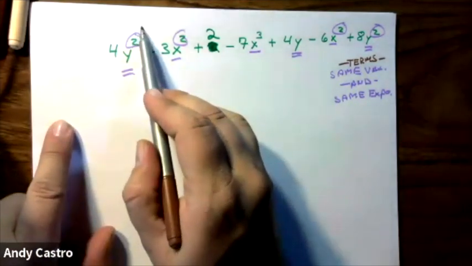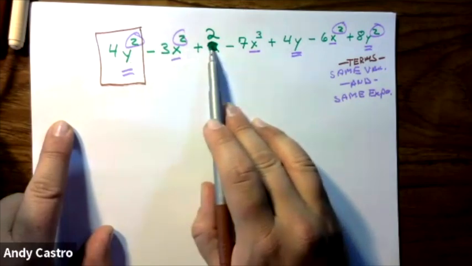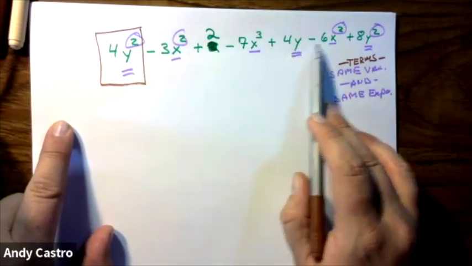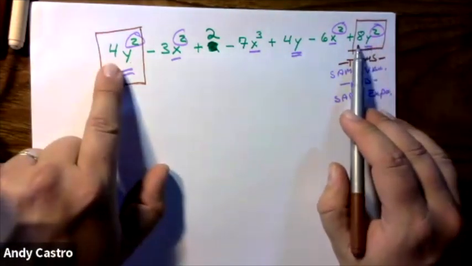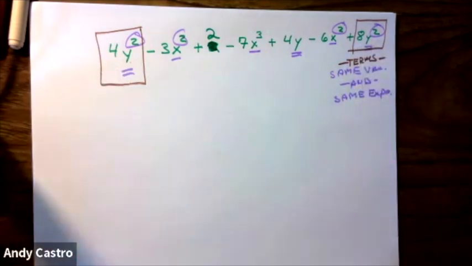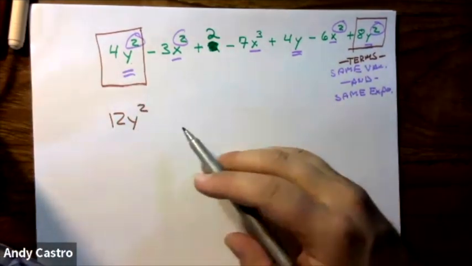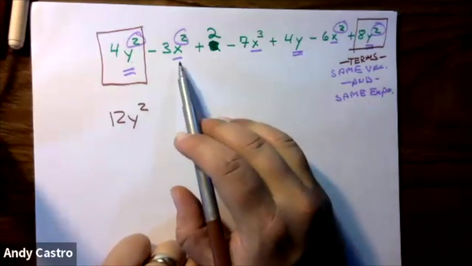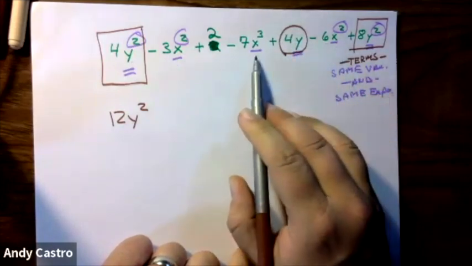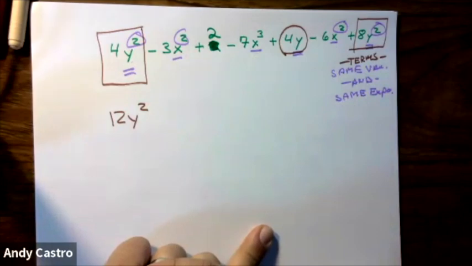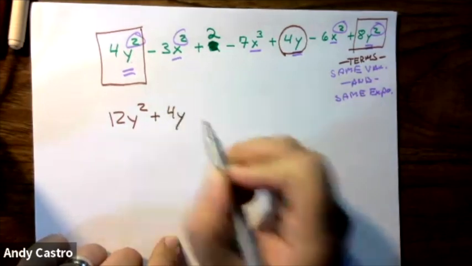So let's look at this first one, 4y squared. Well, I'm looking for another y squared. Nope, nope, nope, close, but nope, nope, yes. All right. I've got a positive 4y squared and a positive 8y squared. So I've got a 12y squared. Very good. All right. Now I've got a y here. So let me do a circle around that. Do I have any other y's? I have no other y's, so I can't combine that one with anything. So I'm just going to put a plus 4y.